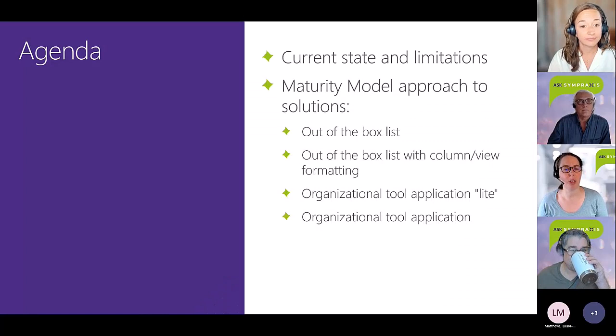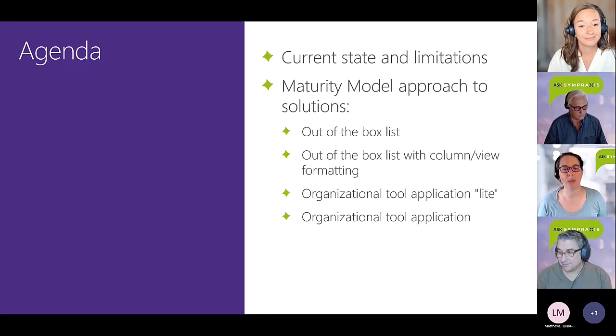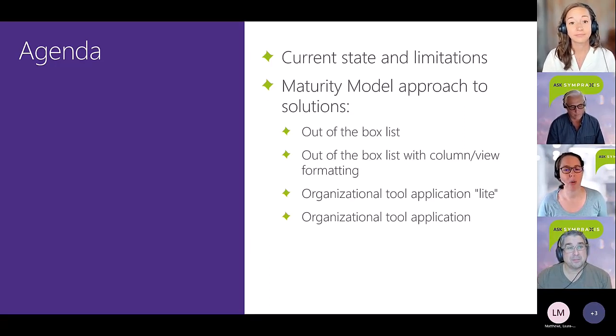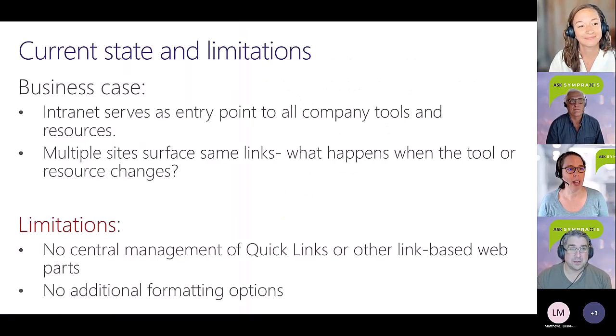So our agenda is we're going to talk about the current state and limitations of SharePoint out of the box. And then we're going to take a maturity model approach to the various solutions. So we're going to start with an out of the box list. Then we're going to go to out of the box list with column and view formatting. And then we're going to do some very Julie-centric topics around building solutions on top of SharePoint that we're going to call an organizational tool application. We have a light version and a more robust version, and we'll go through those ideas as well. So diving right in, Emily Mancini, take it away.